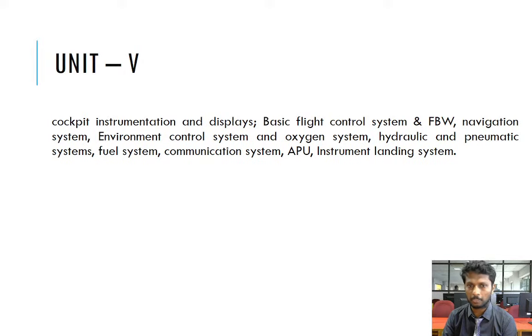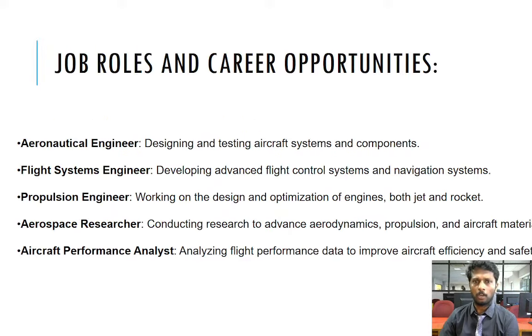That is the cockpit system, navigation system, accelerometer, gyrometer, oxygen system, hydraulic system, pneumatic system, fuel system, communication system, instrument landing system, APU (auxiliary power unit), fly-by-wire system, fly-by-light system, and we'll study all of these in the 5th unit. And now, after studying this, what is your output?